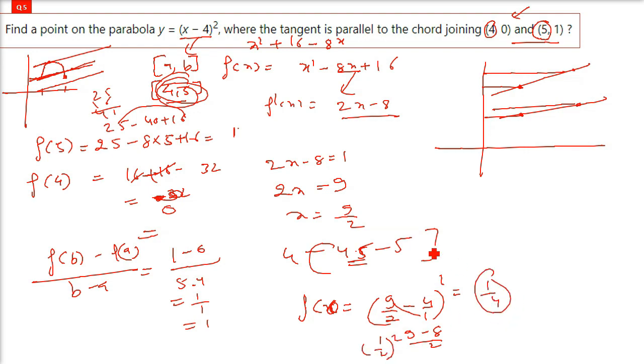So the x and y value to be found in this parabola equation is 9 by 2 and then we have here the second value which is 1 by 4. So this is the coordinate of that point where the tangent is parallel to the chord which is joining 4, 0 and 5, 1. I hope you got the idea. There is another question also.